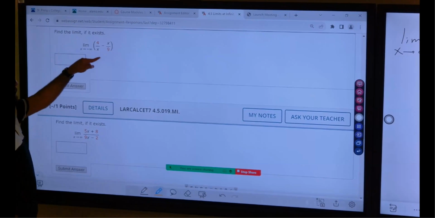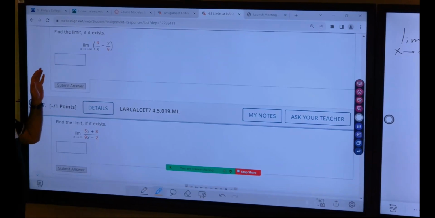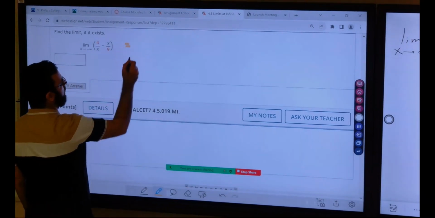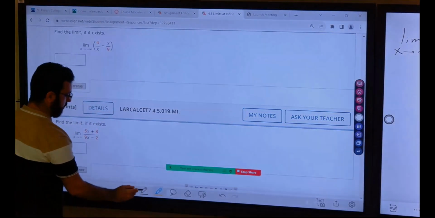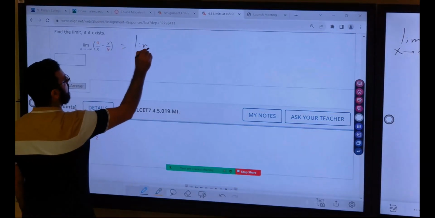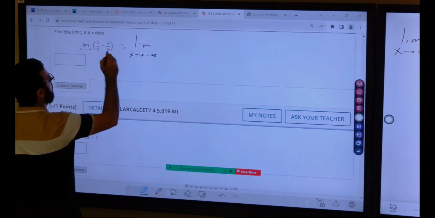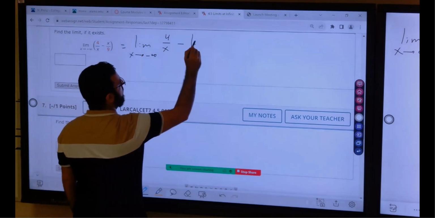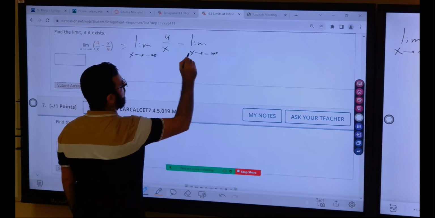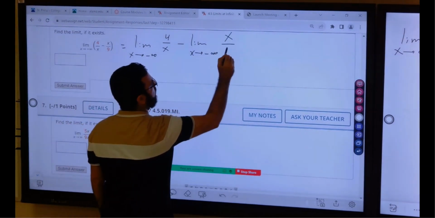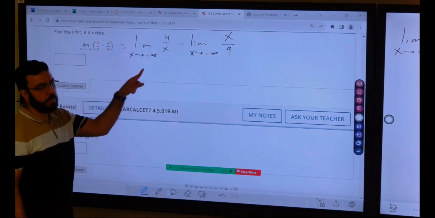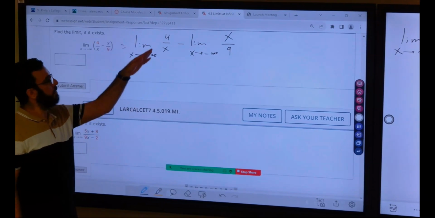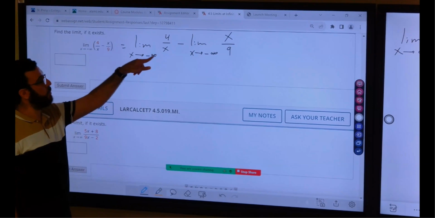So now, what I'm gonna do here, or you can distribute the limits. Yes, separate the limit, don't confuse yourself. So this one you're gonna say equal the limit when x goes to negative infinity of 4 over x, minus the limit when x goes to negative infinity of x over 9. The first part, a number divided by infinity, goes where? 0. Okay, so this one goes to 0.